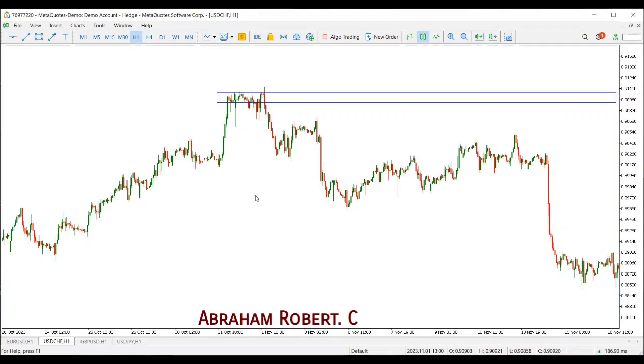Now, this is just the introduction of this course. Okay. Now, I'll repeat myself. Support is a price point below the current market price that indicates buying interest, while resistance is a price point above the current market price that indicates selling interest.